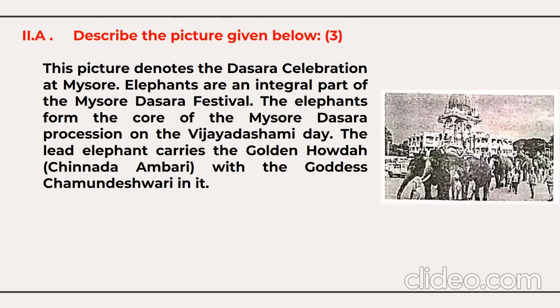Moving to question number two, for 3 marks. You need to describe the picture, and this picture is about the Mysore Dasara celebration. The picture is not very clear, but I have tried to describe it in my own words. You can also add a few more words. You can pause the video and read the picture's description. So this is an image description for 3 marks.